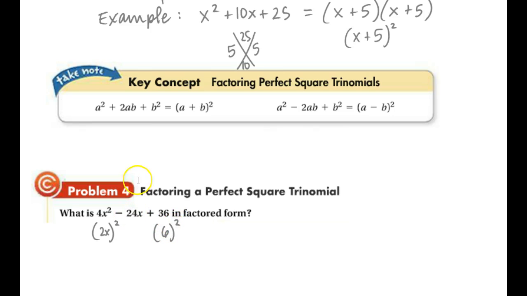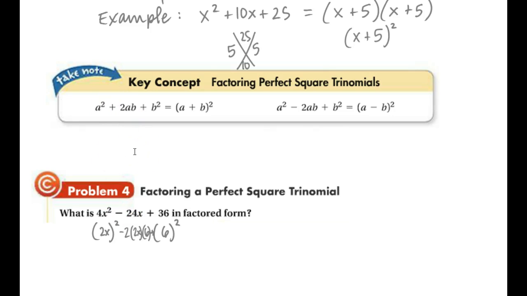Now the middle term is the product of negative 2 times the first term in parentheses and the last term. And when you multiply negative 2, 2x, and 6, you get negative 24x, which is the middle term. So this confirms that this is a perfect square trinomial.